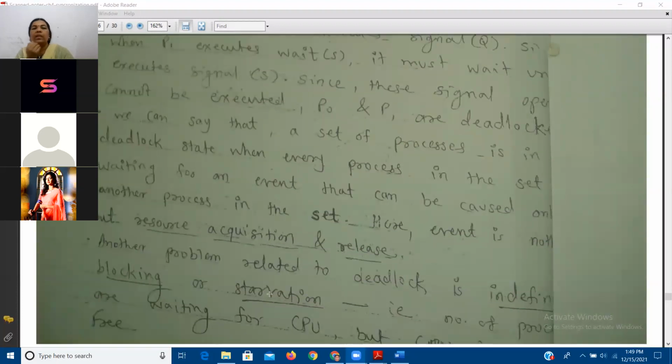Okay, two problems with respect to semaphore. That is, one is deadlock, another is also called indefinite blocking. So indefinite blocking is also a deadlock, but in some deadlocks, the waiting time or the deadlock state will be finite, and sometimes it may be infinite. Indefinite blocking means the waiting time will be infinite. It's also called starvation.